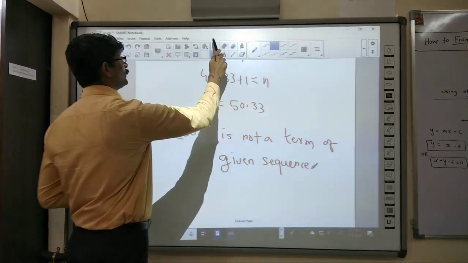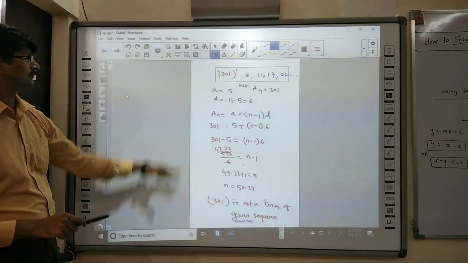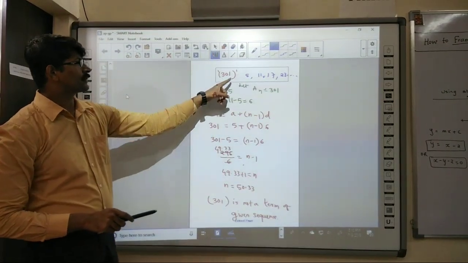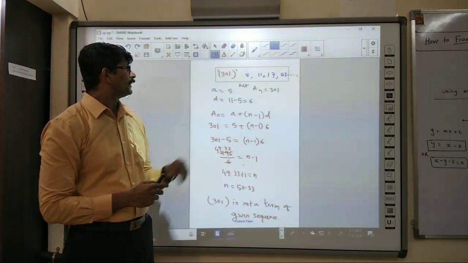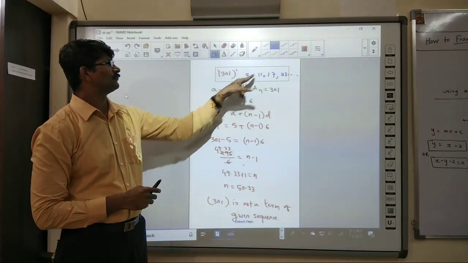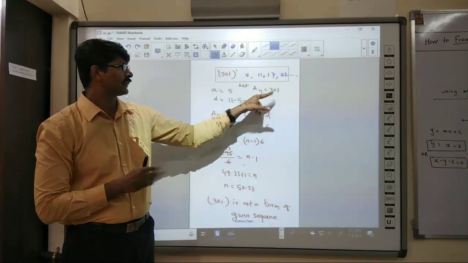I hope students you have understood this. In case not, please check it out on the board. I have written everything. So 301, we were checking whether this is a part of this series or the sequence. Then we first of all wrote what is the first term, then we wrote this d, and then we assumed that 301 is an.